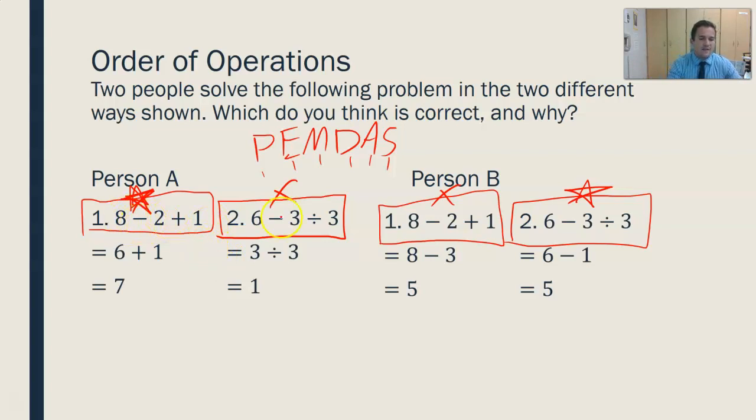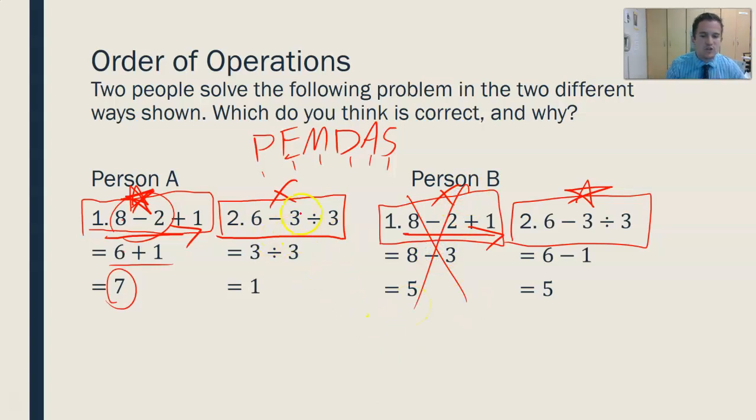So here, when I have 8 minus 2 plus 1, there's just a bunch of addition and subtraction going on, so it doesn't matter in which order we add and subtract, but we have to do it from left to right. So you notice here, person A took 8 minus 2 and got 6, and then added 1 to get 7. Person B, however, added 2 and 1 first, which they can't do because you have to move from left to right. So order of operations says when I'm doing addition and subtraction, I have to move from left to right. So that's why person A was correct here and person B was incorrect.